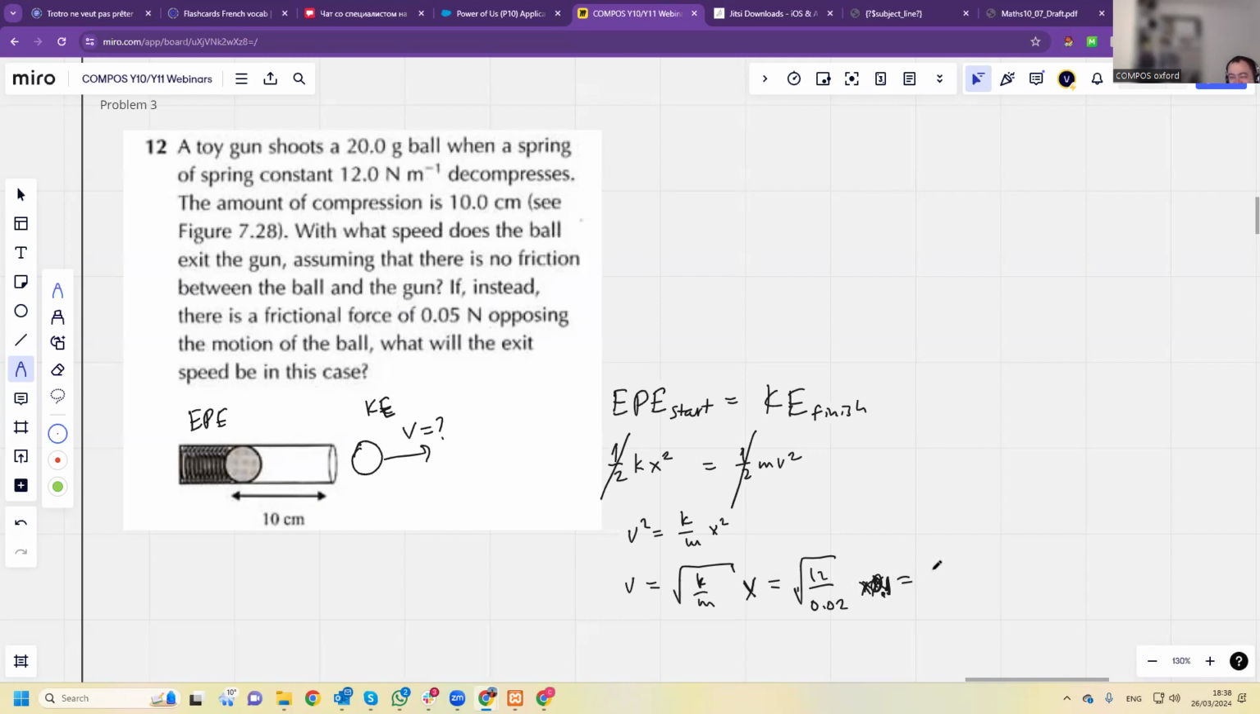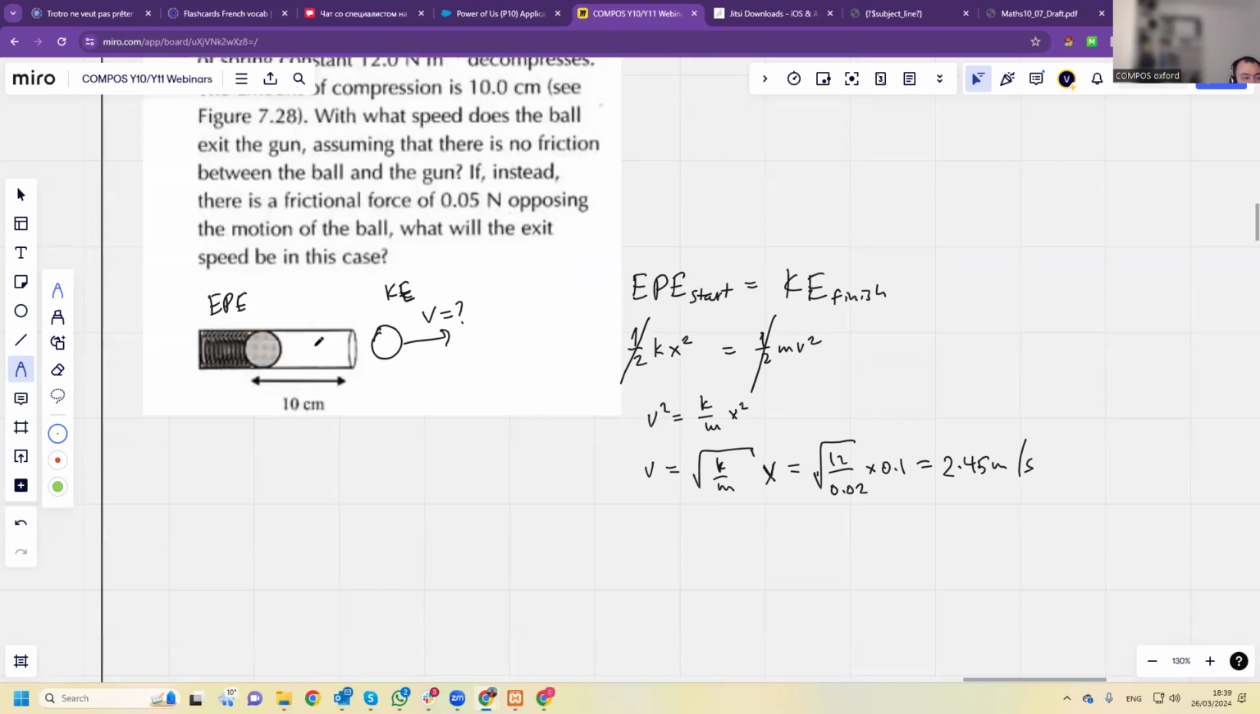Okay. I hope you're not driving. 24 is a bit excessive. It's 2.45 meters per second.